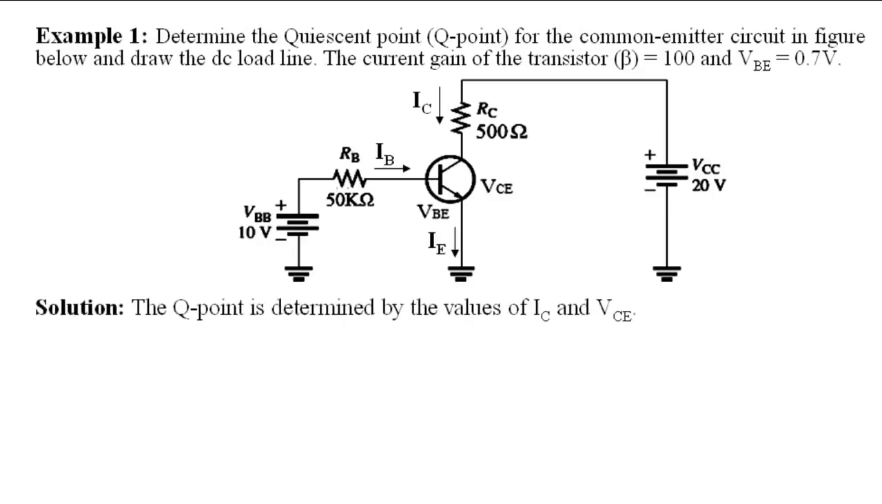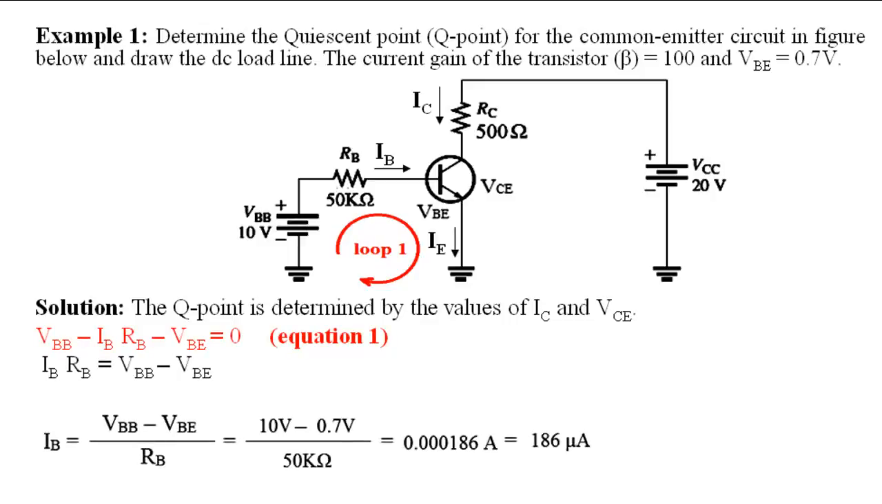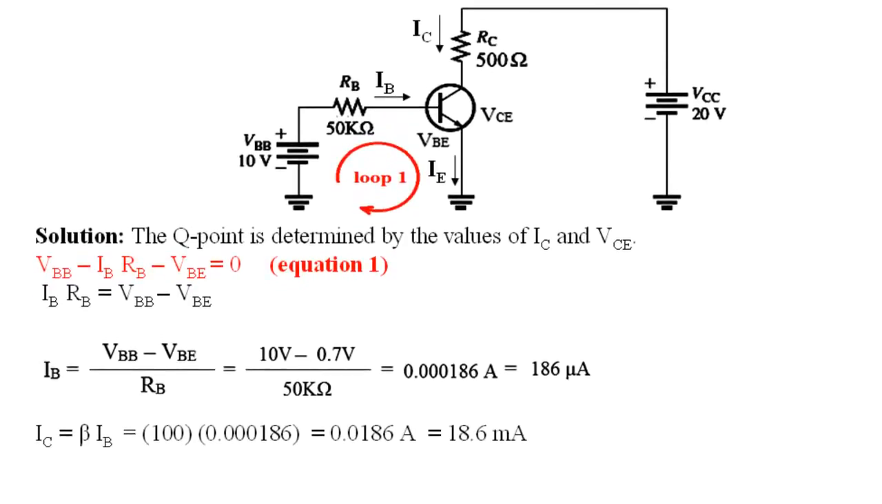Solution. The Q point is determined by the values of IC and VCE. First of all, we apply Kirchhoff's voltage law to loop 1, and we get equation 1. By rearranging the equation, we get IB, which equals 186 microamperes. The collector current IC equals beta multiplied by IB, and the result is 18.6 milliamperes.